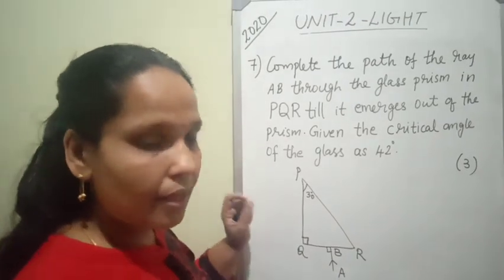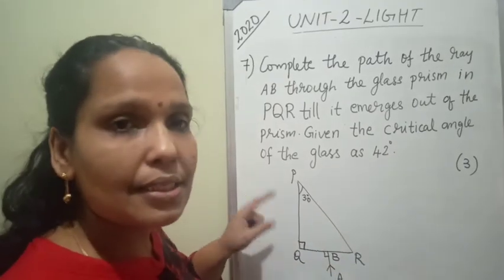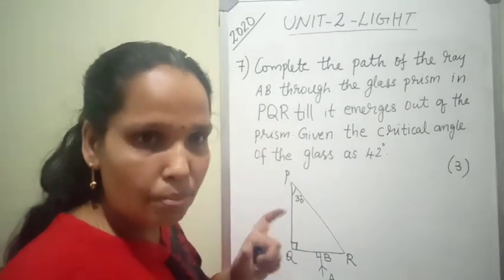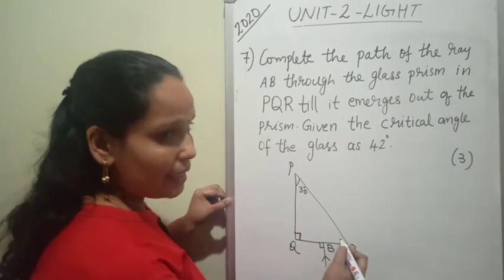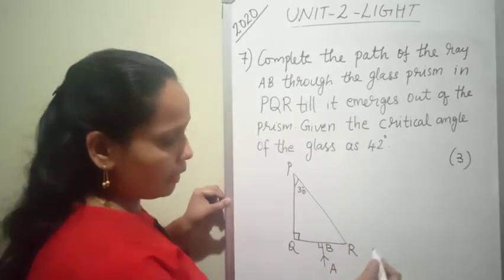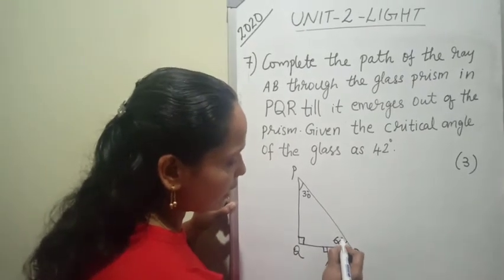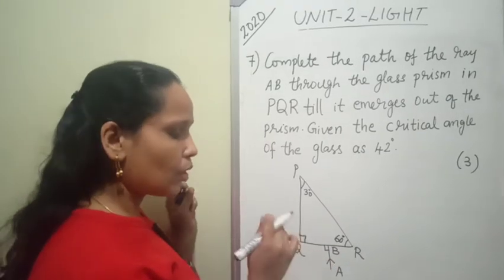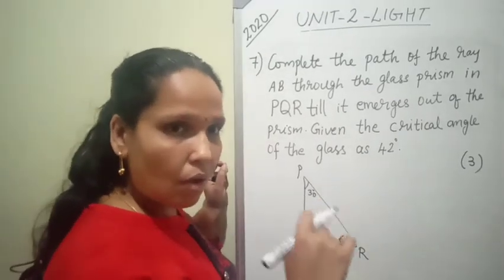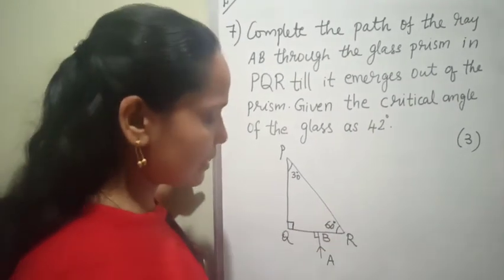How can we tell? Because angle sum property we know, if we add all 3 angles of a triangle, it has to be 180 degree. So 90 plus 30 plus x should be equal to 180. That means this has to be 60. 90 minus 30 we will be getting, isn't it? Or 180 minus of 90 plus 30. 180 minus 120, we will get this as 60.